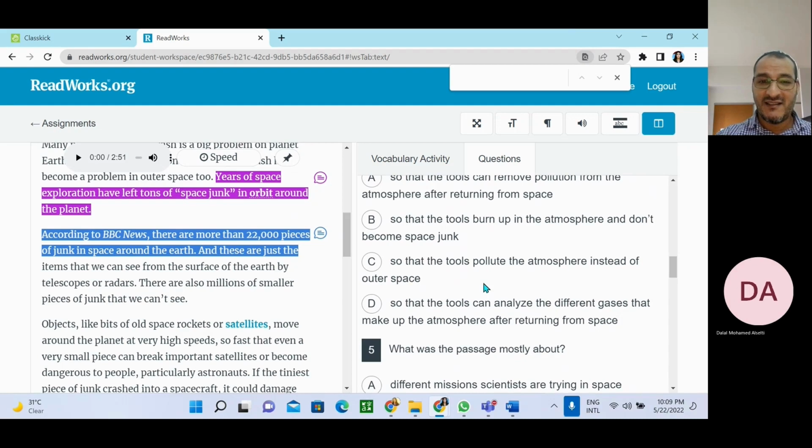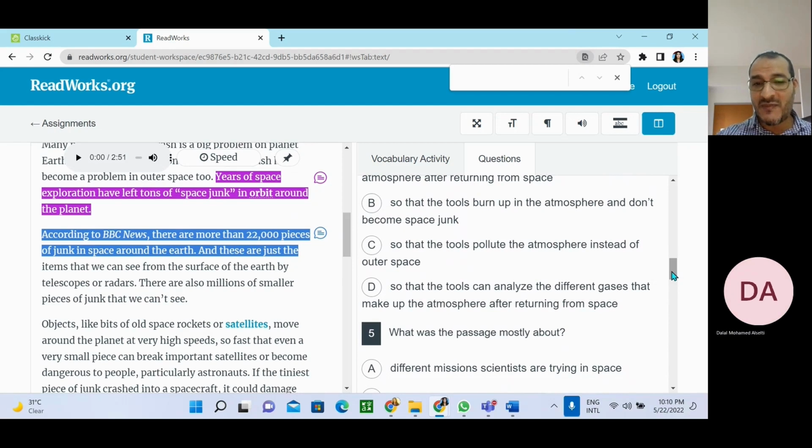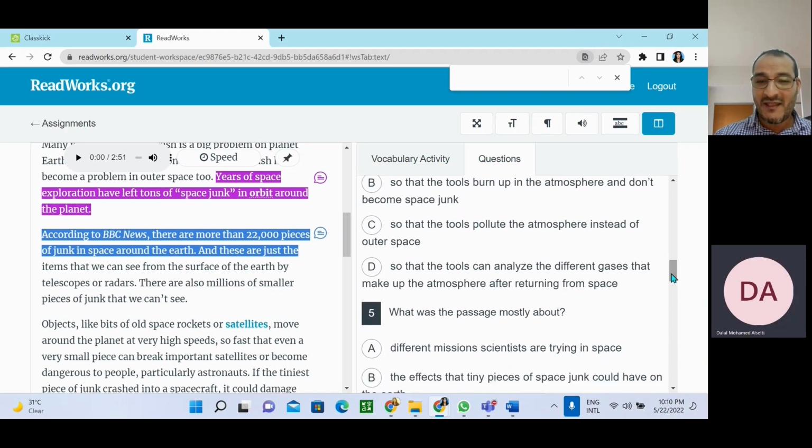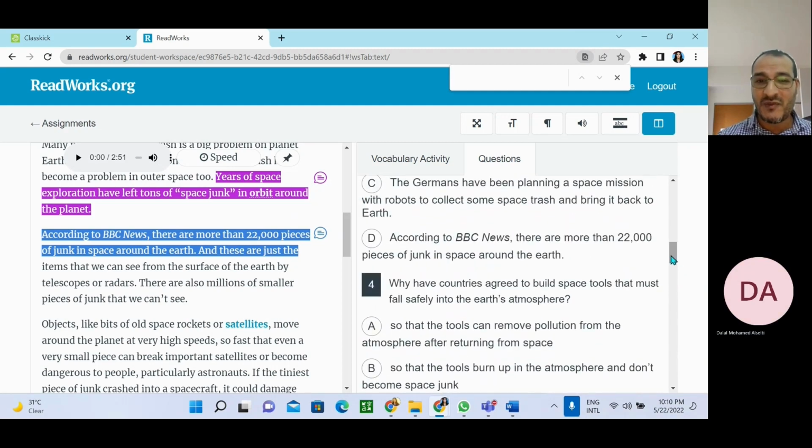What about D? What is the meaning of this? It's difficult. I don't like this. C means so that tools pollute. The space tools, after spending 20 years in space, come back to the Earth's atmosphere. When they come back, according to C, they will pollute the atmosphere. The scientists wanted to pollute? Of course not. It's better to stay out of Earth's atmosphere. So C cannot be chosen. We don't want it to pollute. Okay, let's get back to the question. I want you to understand the question first. Here, according to, where's it?